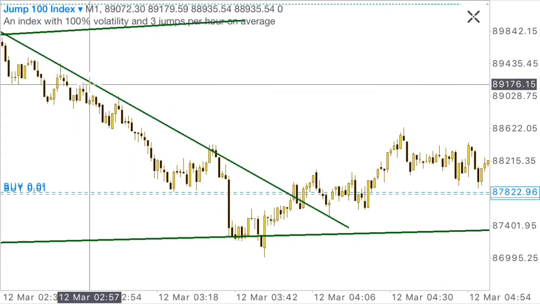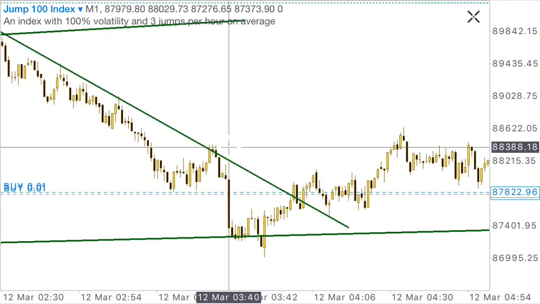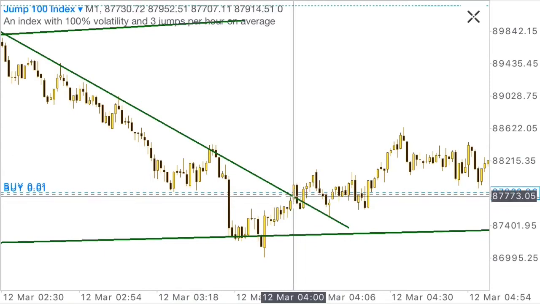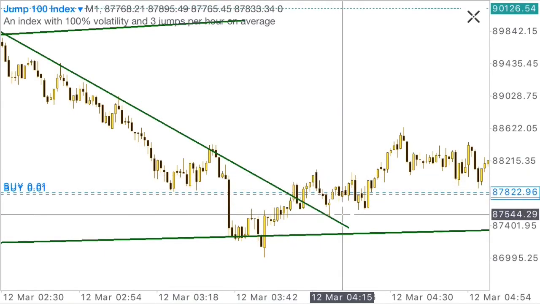See, it trends. It just gives you some wicks there. When it eventually breaks here, it comes and it retests it.